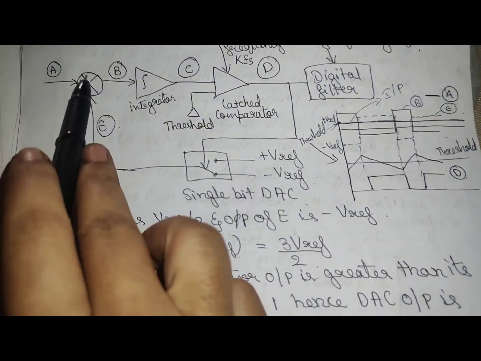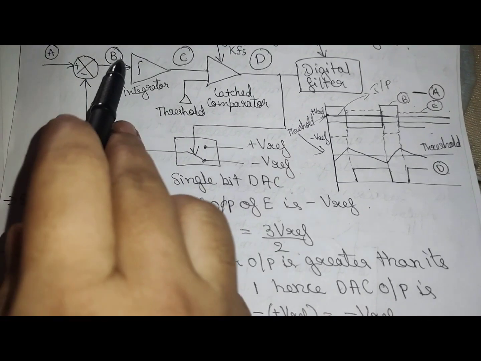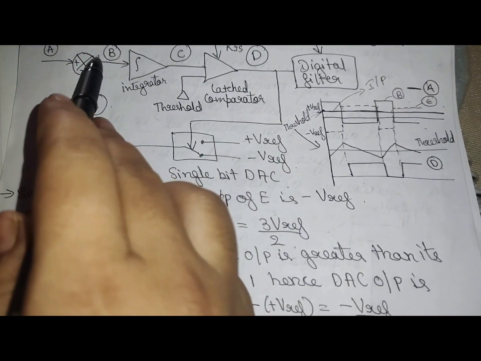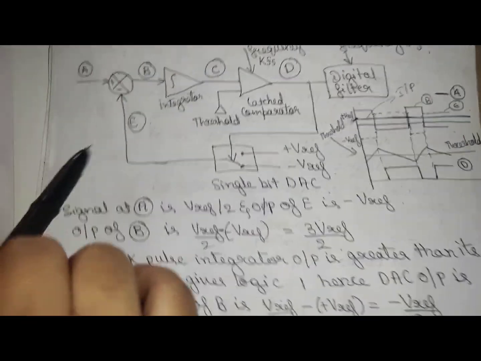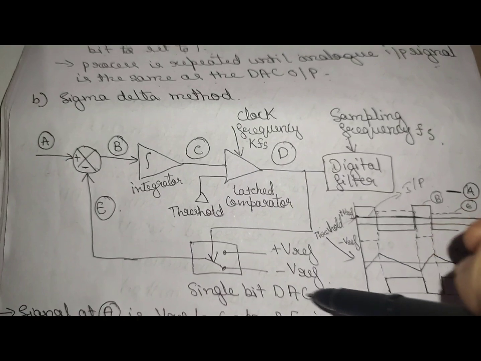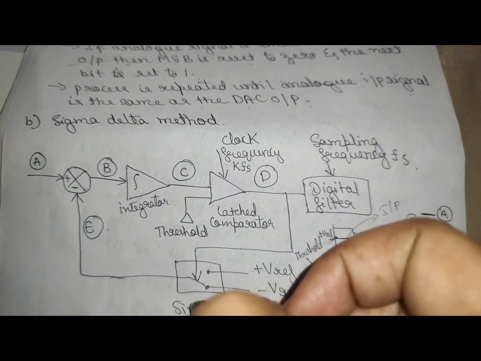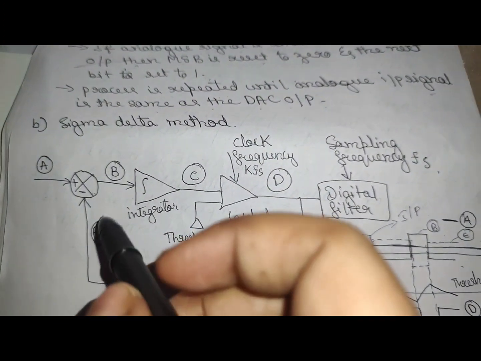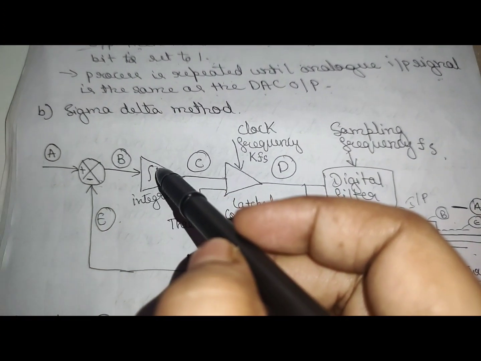So here first this A, B. Here addition or subtraction will happen. Input signal we are giving at A, and from here the single bit DAC output, that is E. So here it will add or subtract, and it will go to the integrator.